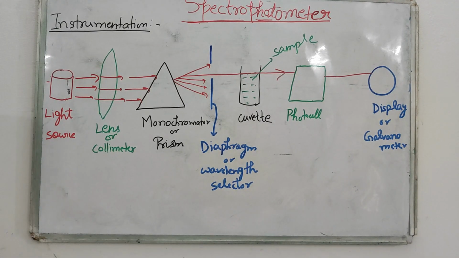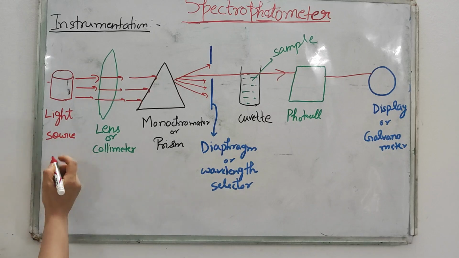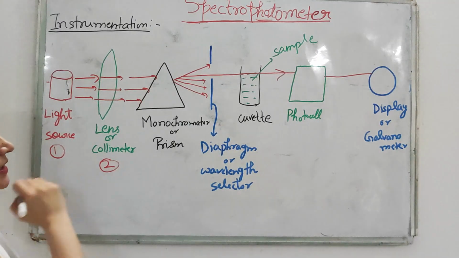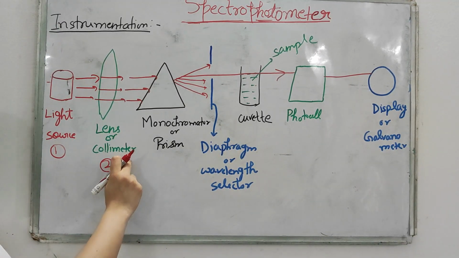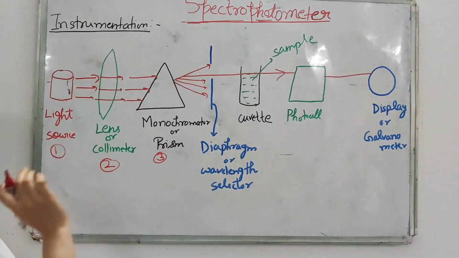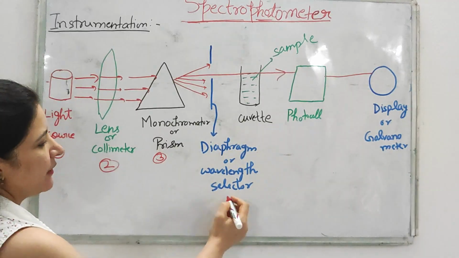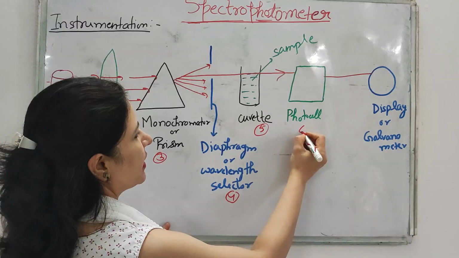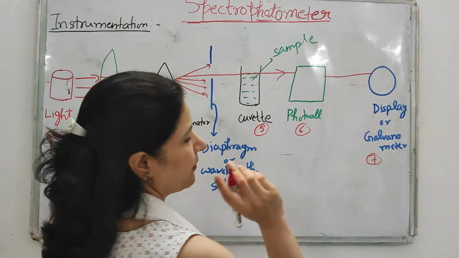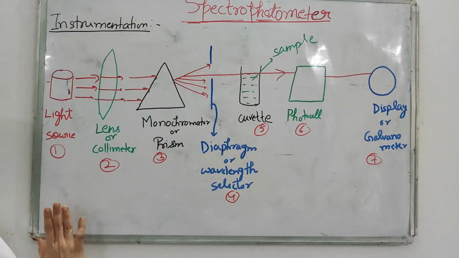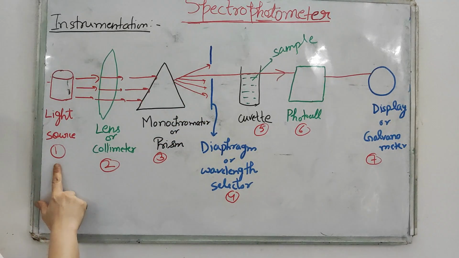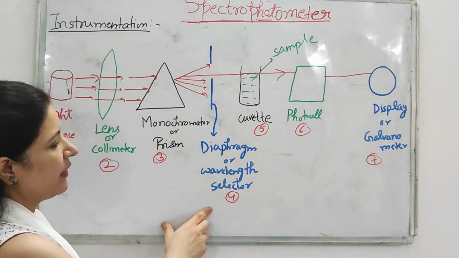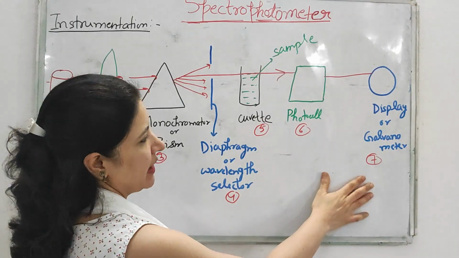So in a spectrophotometer, what things are there? First thing is your light source. Second is a lens, also known as collimator. Third is your monochromator, also known as prism. Fourth is the diaphragm or wavelength selector. Then there is a cuvette. After that, there is a photocell and a display. So in the instrumentation of a spectrophotometer, there are 7 things: light source, lens or collimator, monochromator or prism, diaphragm or wavelength selector, then your cuvette, photocell and display.